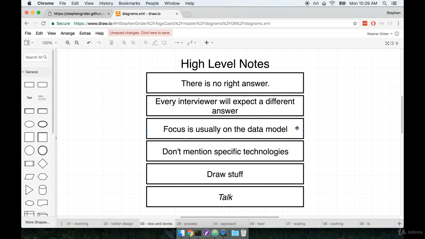Now, with that in mind, if your interviewer does not give you any particular area to concentrate on at all, usually a good place to start concentrating on is the data model. And when I say data model, I'm talking about how you would build out a database to reflect all the information for the given product. So in the case of Twitter, you might focus on how you would store tweets in the database or how you would store users in the database.